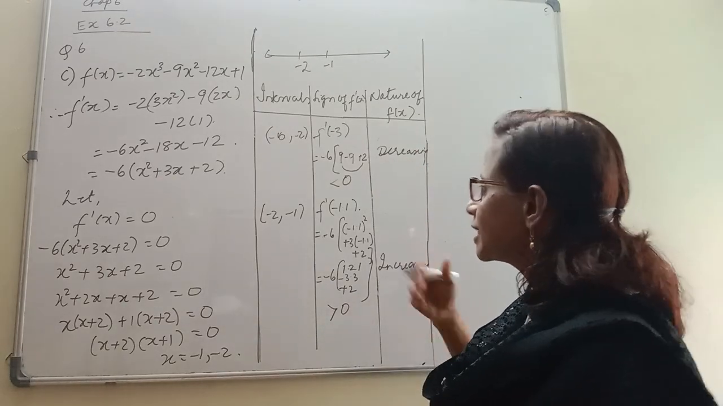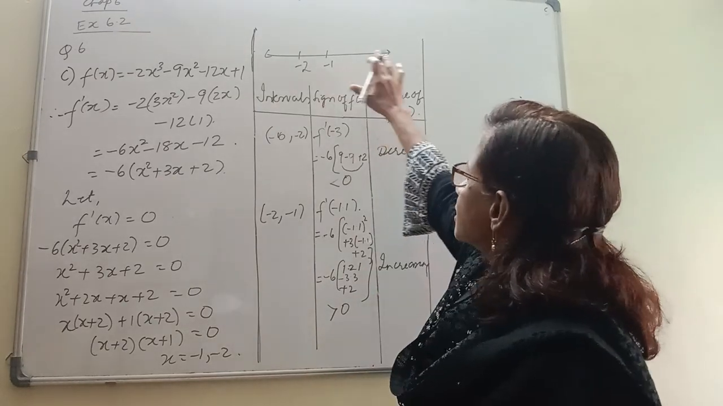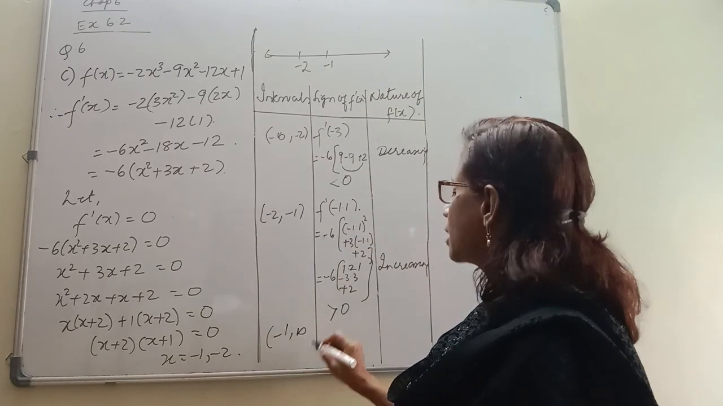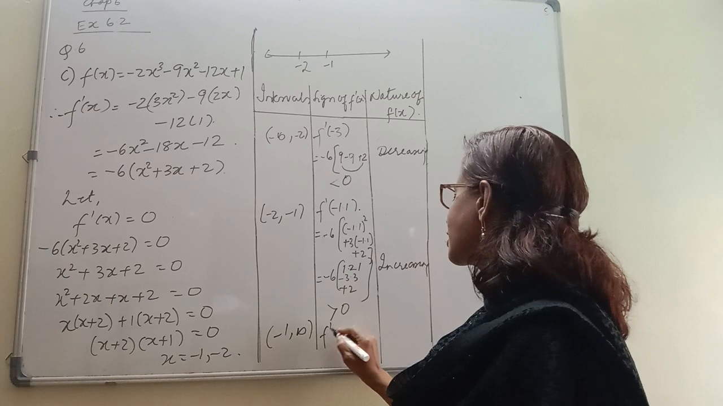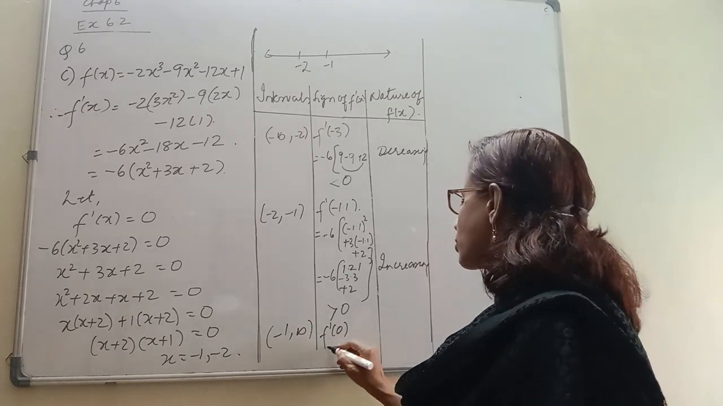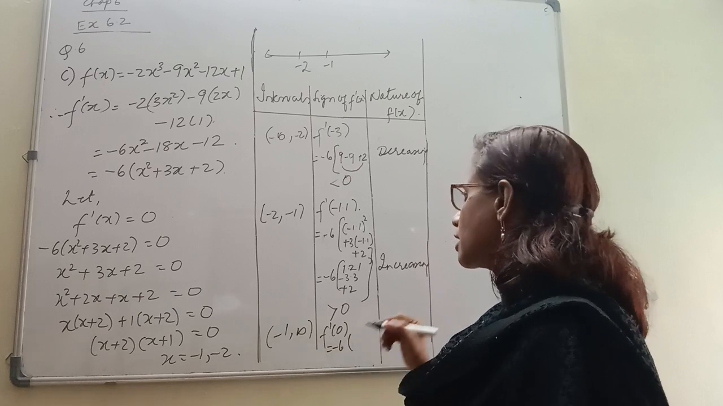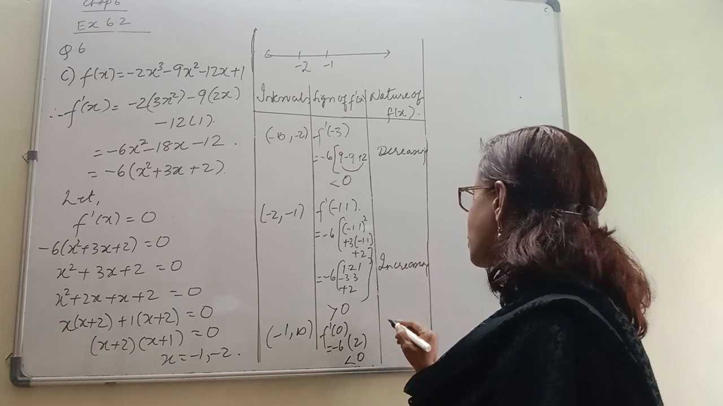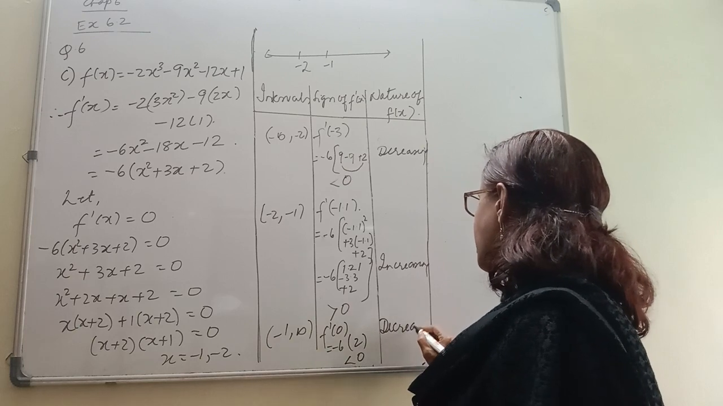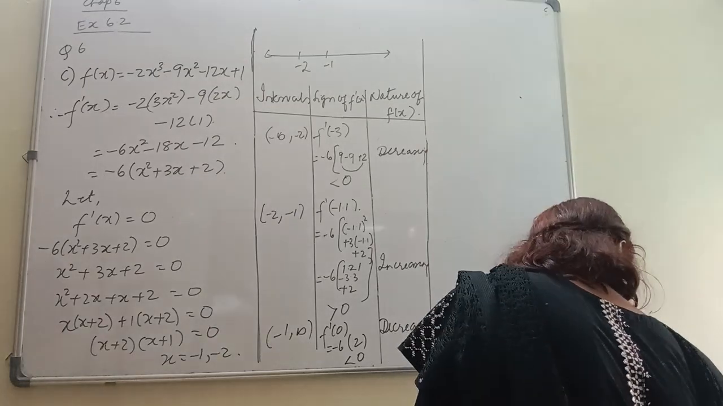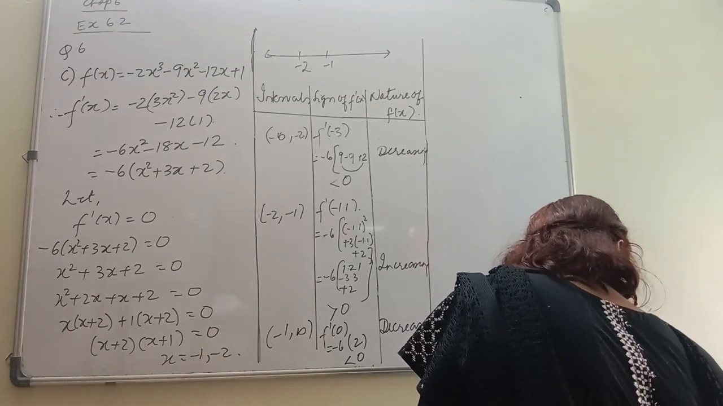Now let's take the next interval over here. The next interval is between minus 1 and infinity. Luckily 0 is there. So how do we substitute 0? You'll get minus 6 times 0, 0 and 2. So obviously that's less than 0. That way it will become decreasing. That's it. You know how it will behave.